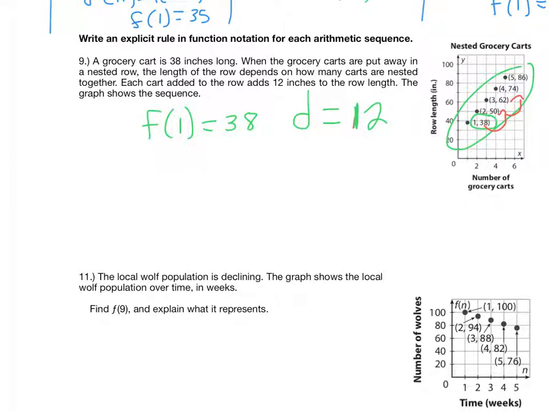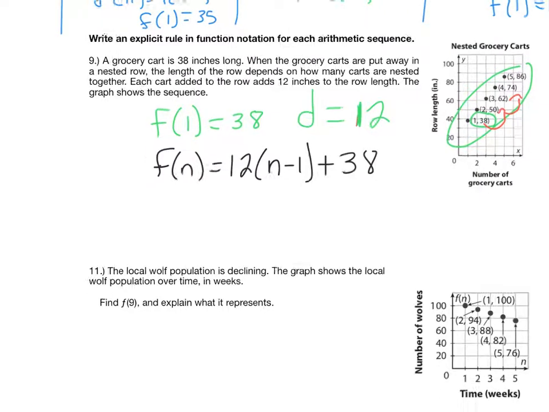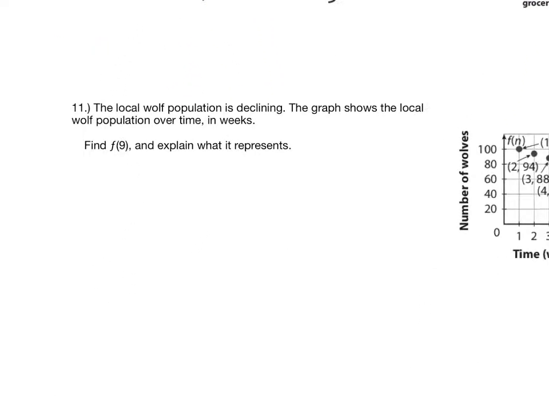Now we have enough information to write an explicit rule. So the explicit rule would be f of n equals your common difference, which is 12, times n minus 1, plus your first term, which is 38. That's it. It's just asking for an explicit rule. It's not asking us to find any terms. Okay. Number 11 is asking us to find a specific term. Pause it, read through it, try to figure it out.